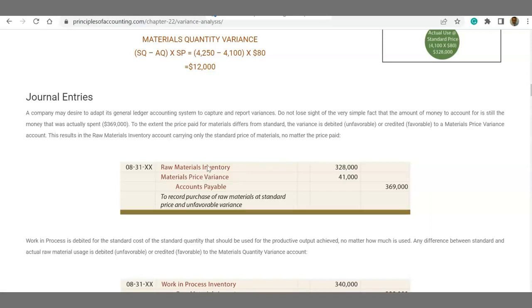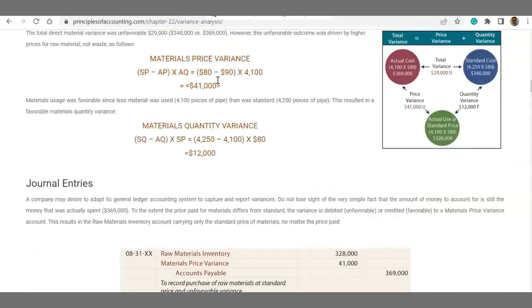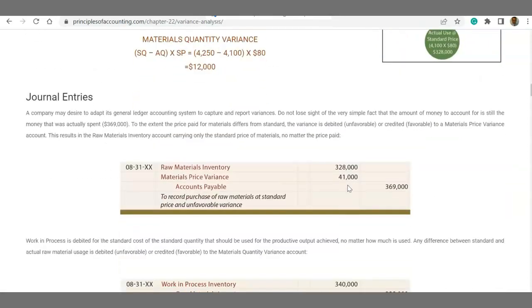The raw material inventory will be debited for $328,000. Raw material inventory, okay, and the price they paid for it, the material price variance, that's for the $1,000. That goes, which is coming here, material price variance. That goes in material price variance as a debit, which is unfavorable situation.